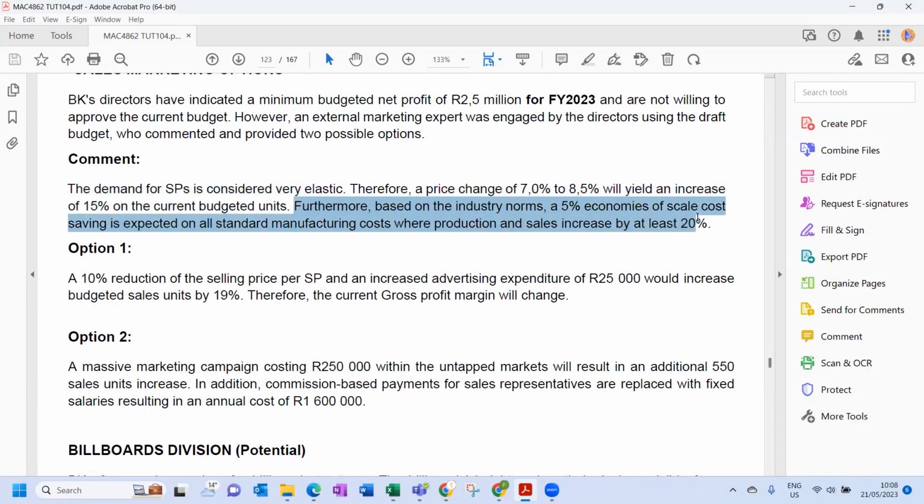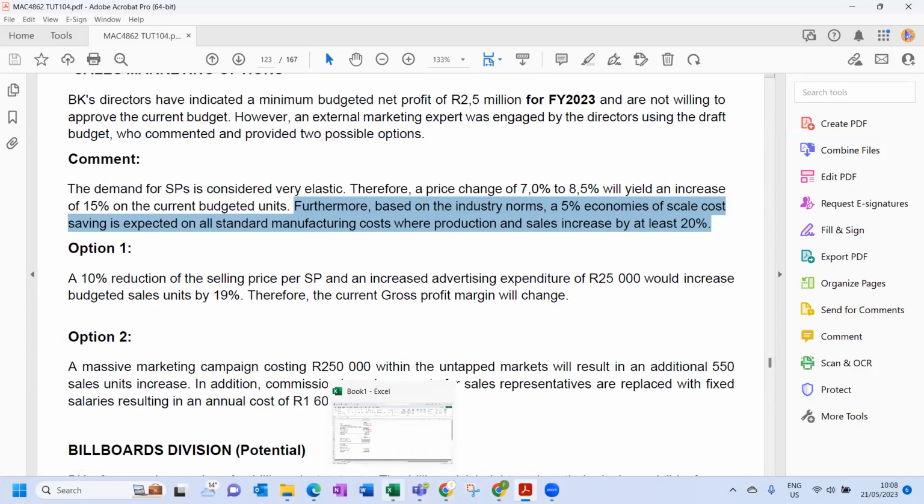Okay, and we need to keep track of this over here: either a 20% increase, then we can have economies of scale. So that we must all figure out. So a massive marketing campaign of 250 with an untapped result, sales increase. Let's have a look. A massive marketing campaign costing 250 within the untapped markets will result in additional sales units of 250. In addition, let's have a look.